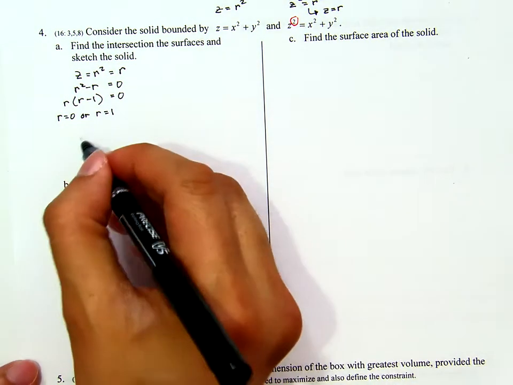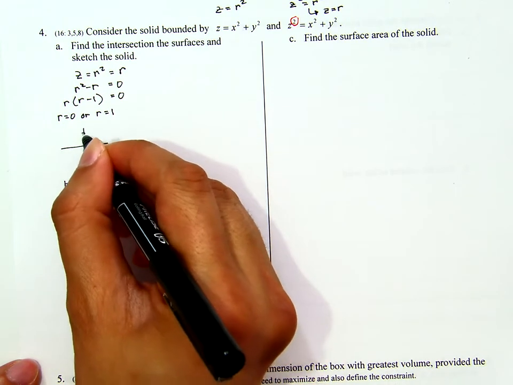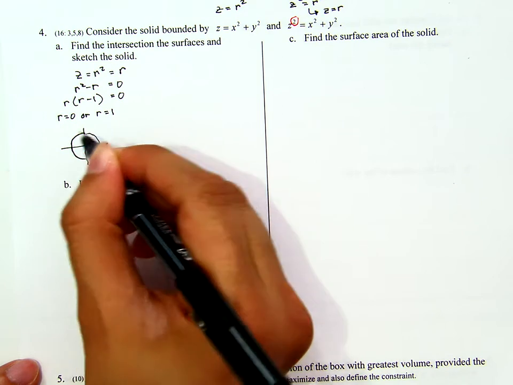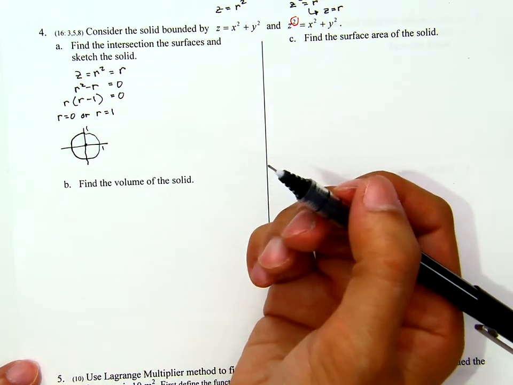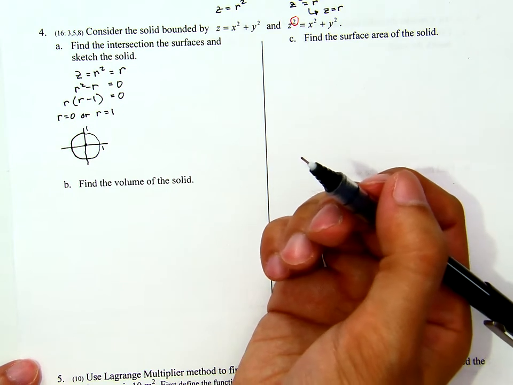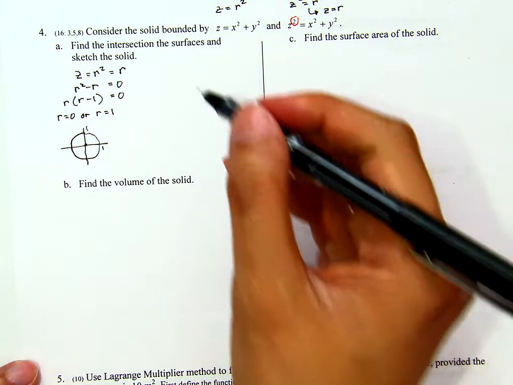So we will see that if we project the intersection on the xy plane later on, it will be a circle with radius 1 centered at the origin. But that's if you project that on the xy plane. Now let's try to sketch the solid.